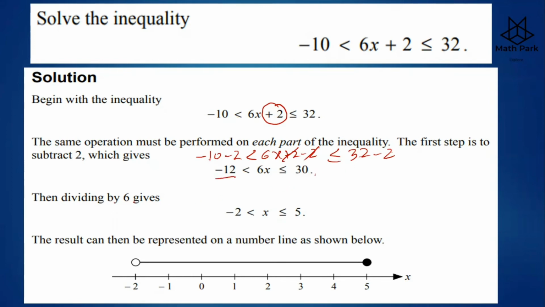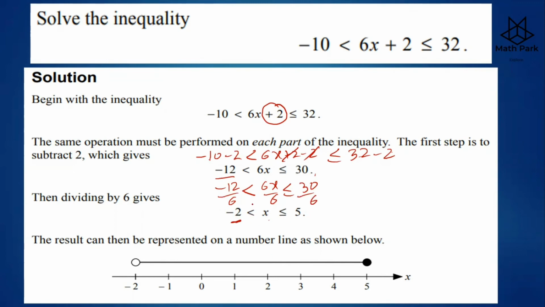Now we'll have to divide by 6 throughout because we need to isolate this x. So minus 12 divided by 6, we are dividing by a positive, so no change in the sign of the inequality. 6x divided by 6 is less than or equal to 30 divided by 6. So minus 12 divided by 6, we got minus 2. 6x divided by 6, we got x. 30 divided by 6 is 5.